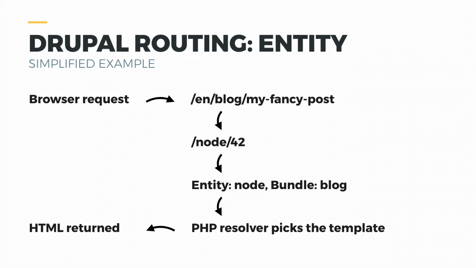So routing, let's look at how Drupal does routing, because we need to think about how we want to do routing when we do Gatsby builds, right? So when you have a browser request, it asks for this particular URL, and then Drupal has to look up what the internal URL is, so it'll convert it into something like node 42, and then it knows that this is a node entity type, and it has a bundle called blog, right? And then it has a PHP function that it uses to resolve that and return some HTML to you. This is a simplified version, obviously.